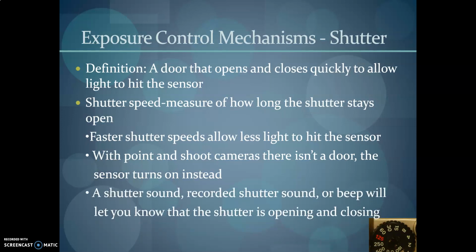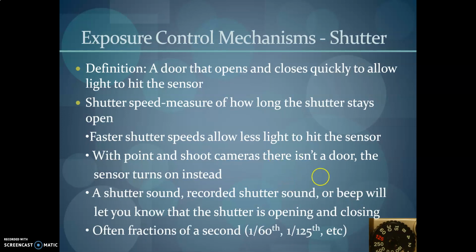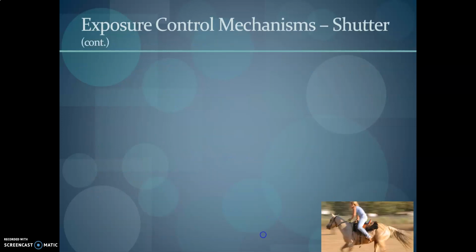A shutter sound, recorded shutter sound, or a beep will let you know the shutter is opening and closing. And this is typically going to be fractions of a second. 1/60th would be the lowest we'd want to go without getting any blur to it. Actually, that's our magic number. 1/60th is typically where we're going to start to see a little bit of soft edges in a photo. But it's typically fractions of a second.